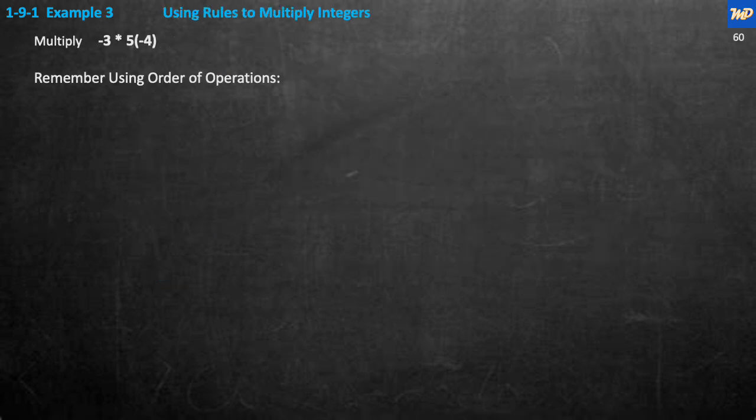Example 3, using rules to multiply integers. Okay, it says multiply. Negative 3 times 5 times the quantity negative 4. And then we have this little note here. Remember using order of operations. So how are we going to multiply this?